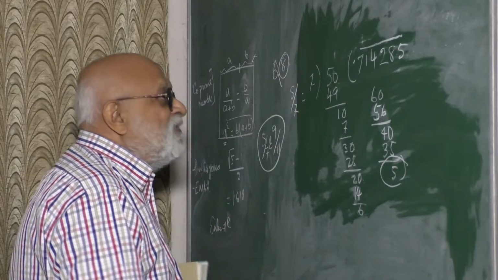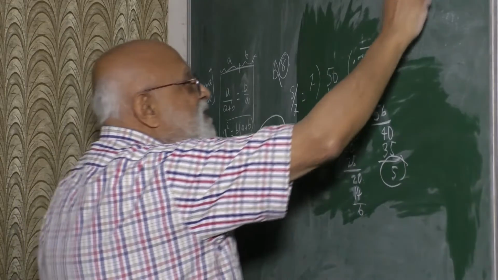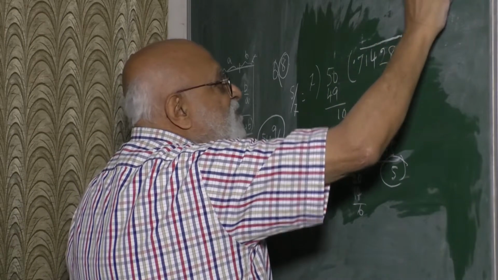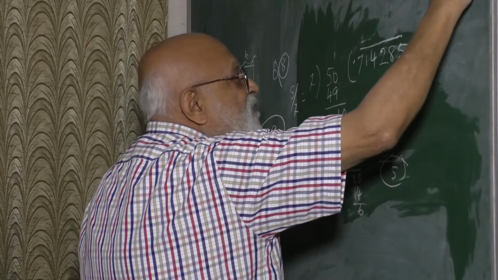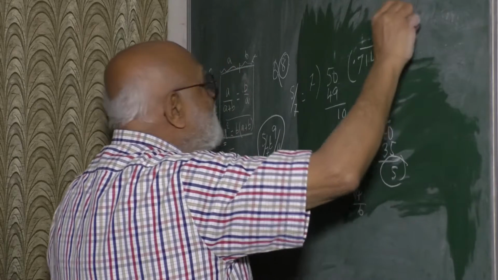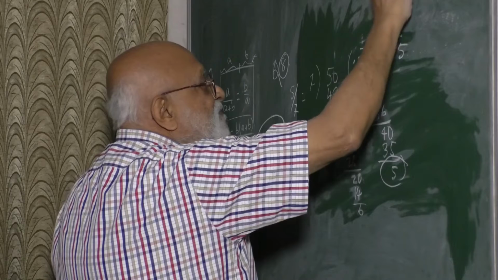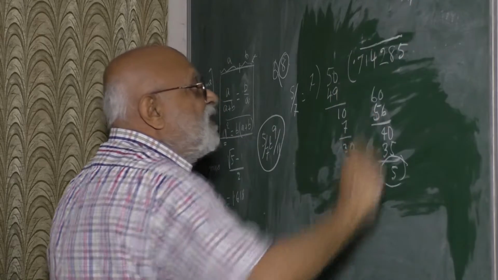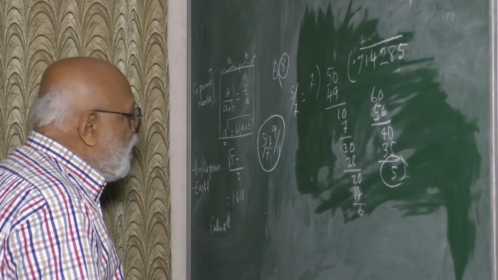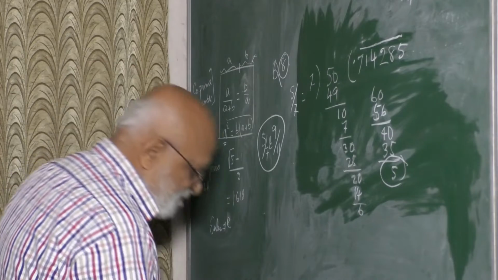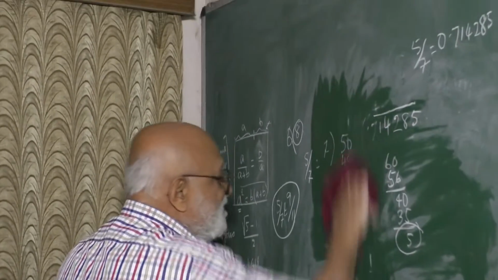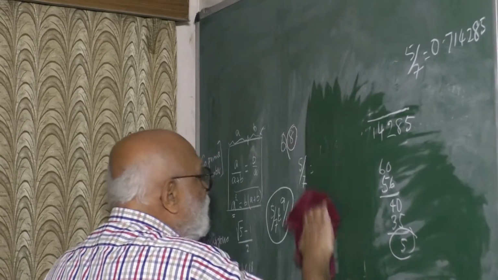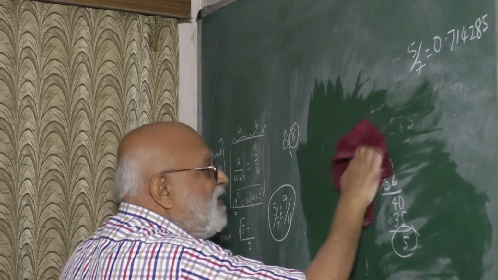So let me keep this one aside. So this is 0.71425, and that is equal to 5 by 7. Okay. Now, what is the remaining? 9 by 11. Okay. I have to go through the same thing again.